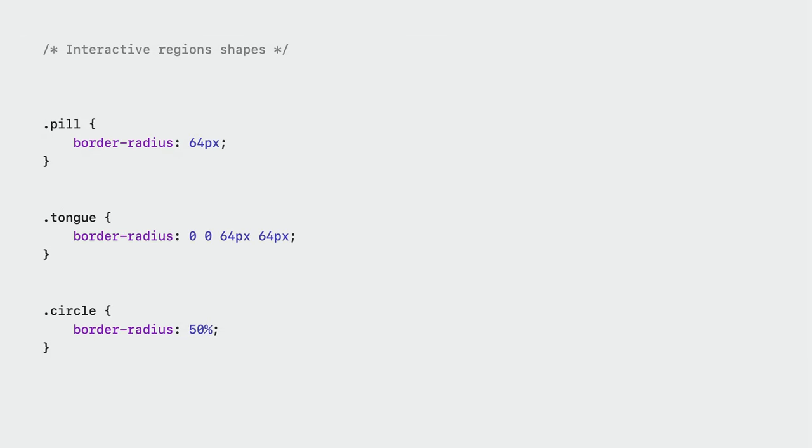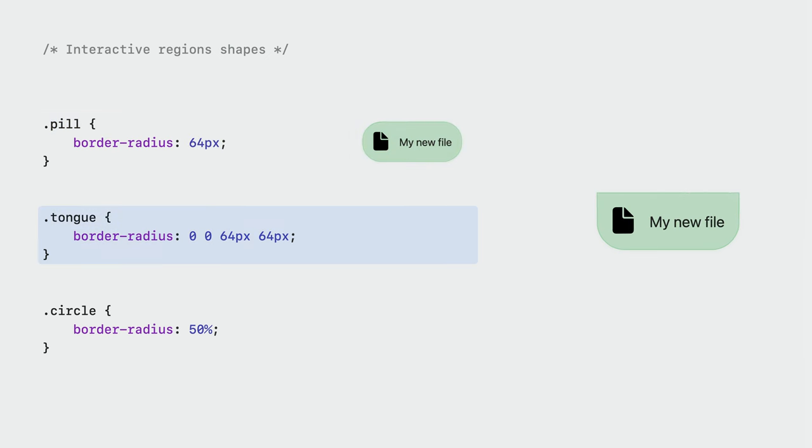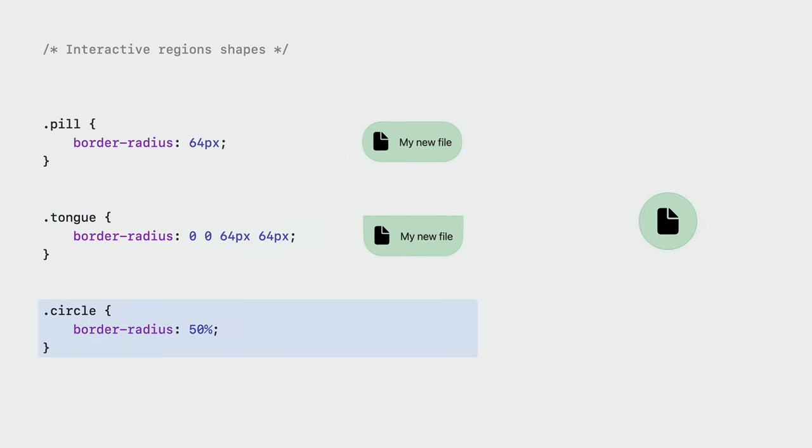I can also shape the highlight by using the CSS border radius property, adding a radius to every corner of an element, or only some corners. I can even make a perfect circle, but it's important to match the visual style of each element.